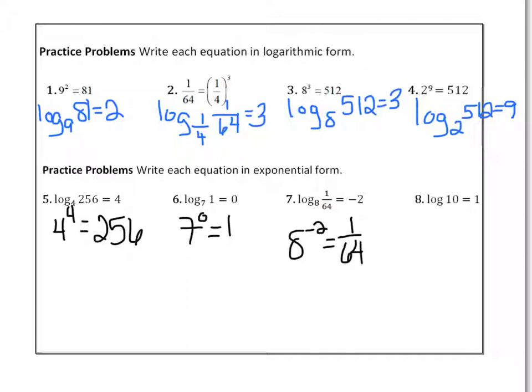Number 8, well, this one doesn't have a base. So hopefully you remembered that in a prior example we talked about what number the base is when it's not there, and that is a base of 10. So this one is 10, and again that's because there is no base right here. Not because this number is 10, but because there's literally not a number written like there is here, here, and here. So 10 to the exponent of 1 is going to equal 10.